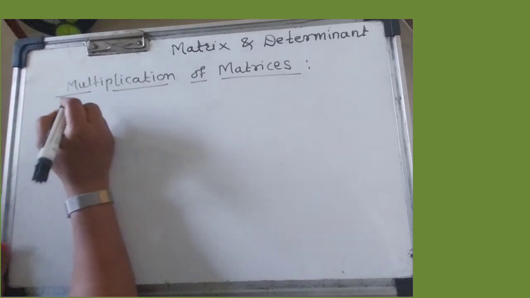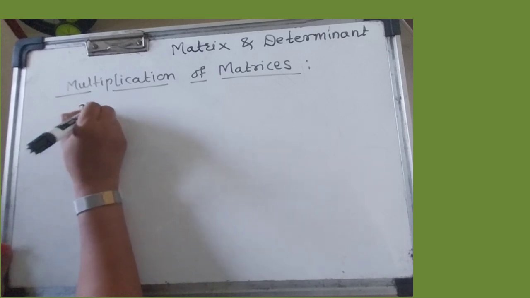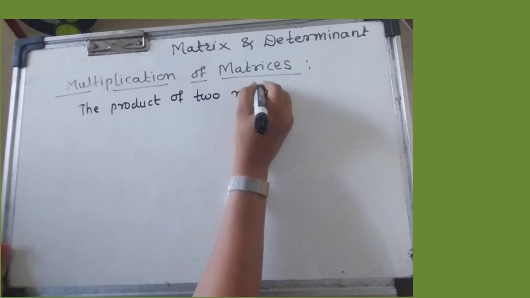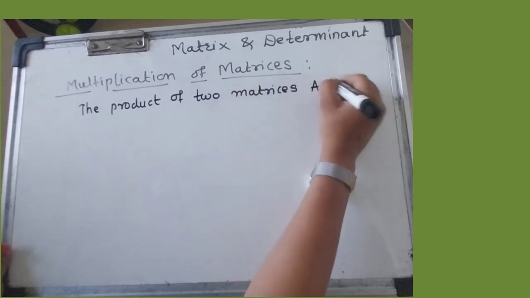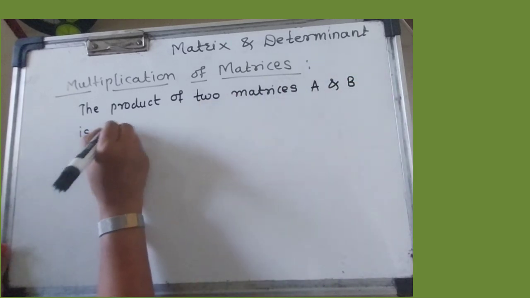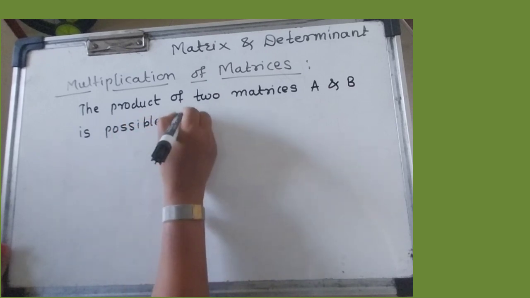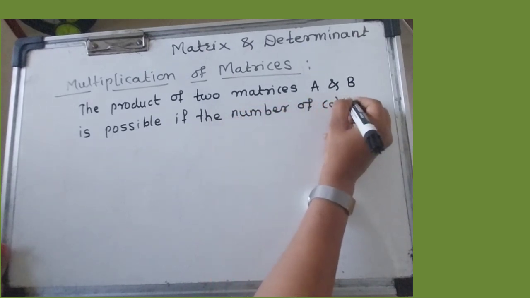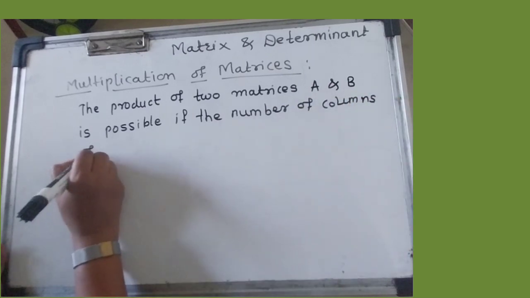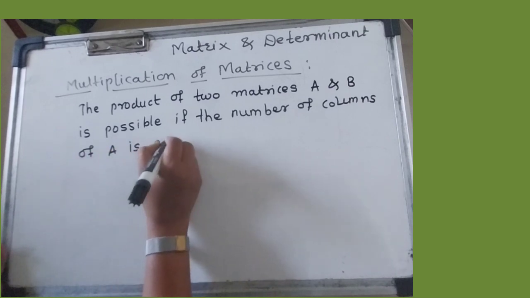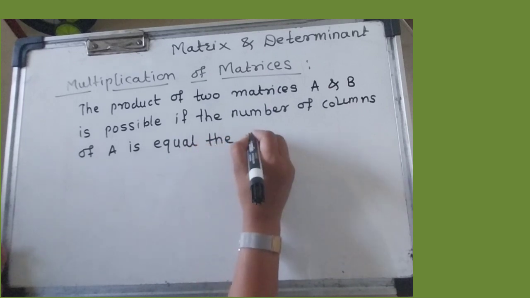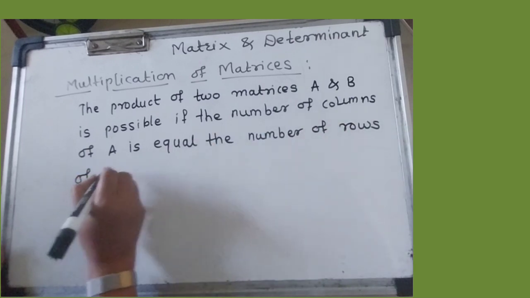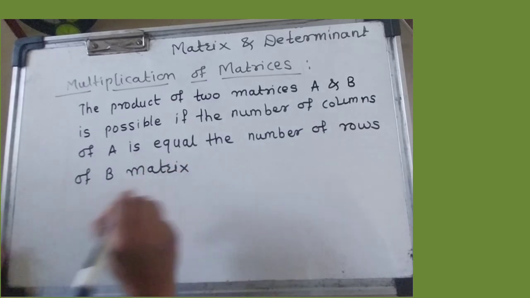First I will write the condition. The product of two matrices A and B is possible if the number of columns of A matrix is equal to the number of rows of B matrix. Then only we can say the product is possible.